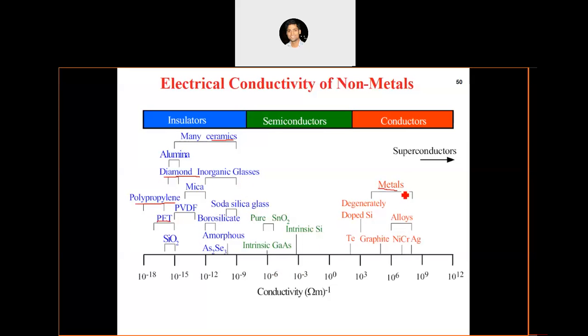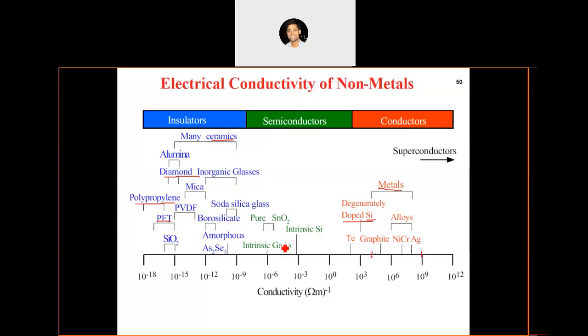If you see here, the electrical conductivity of metals lies somewhere in the range of 10 to the power 4 to 10 to the power 9, right? And most of the ceramics as well as polymers have much lower electrical conductivity. Silicon is also actually a semiconductor, but when we dope it with boron, or let us say nitrogen, or phosphorus, then we can manipulate and increase the electrical conductivity of silicon. We will see how that can happen.